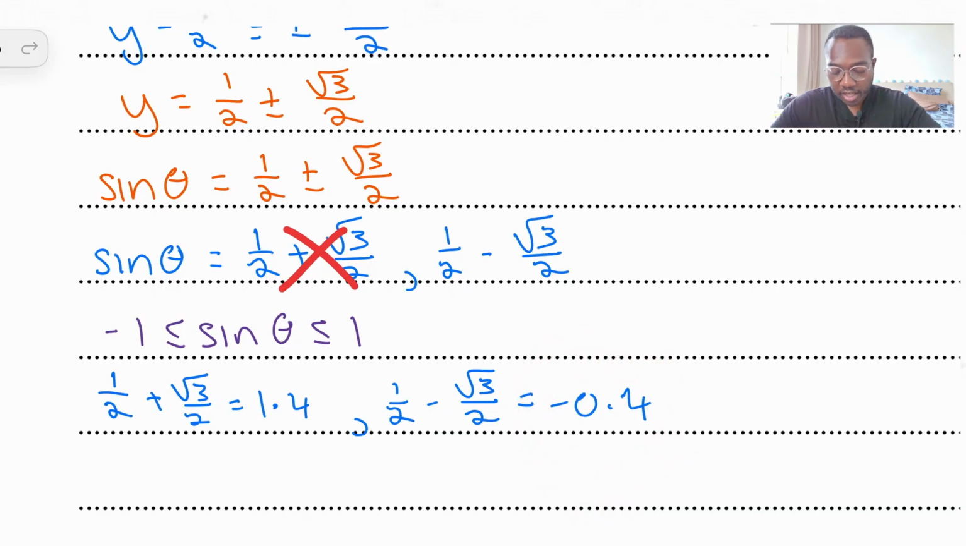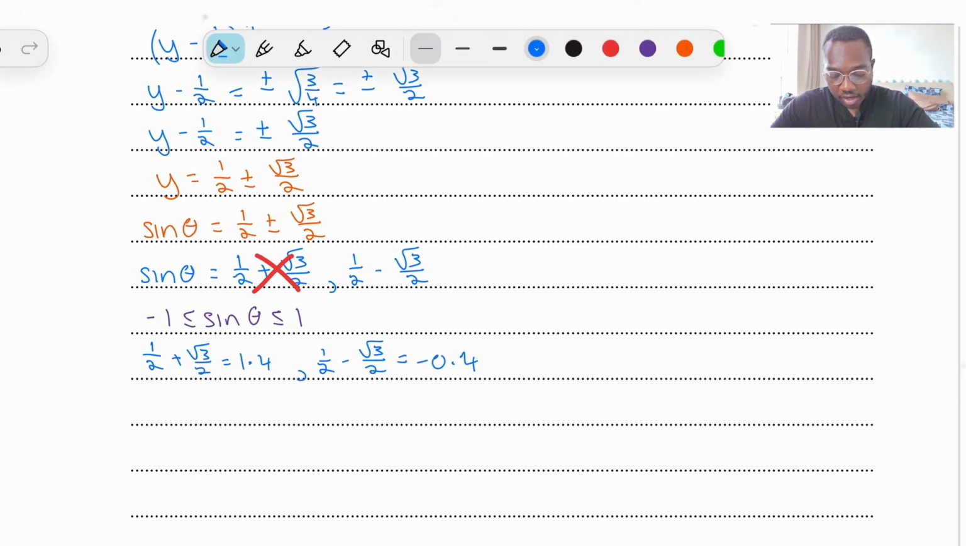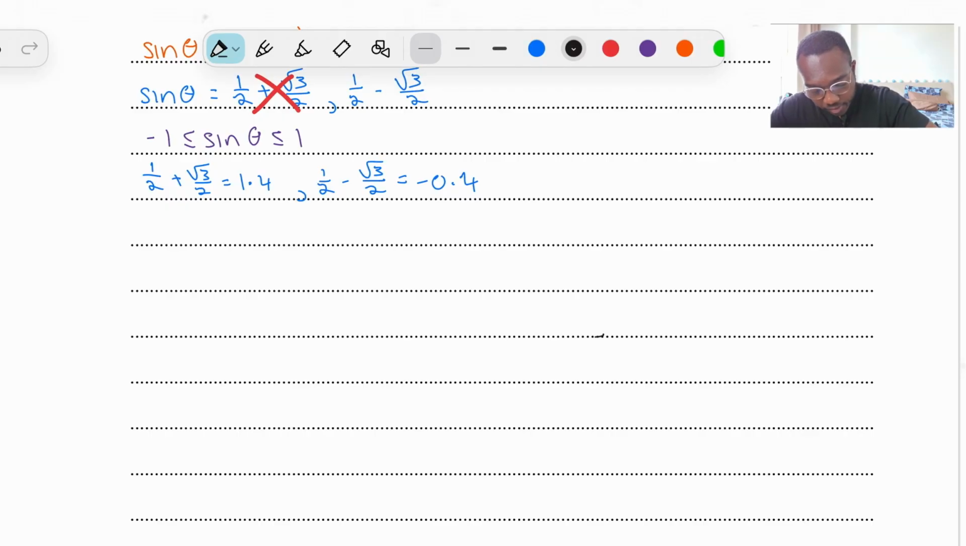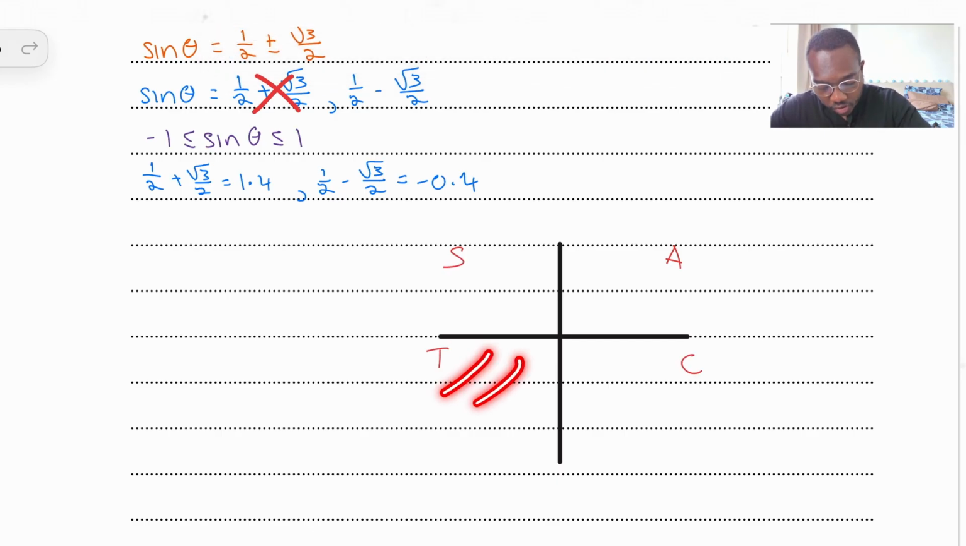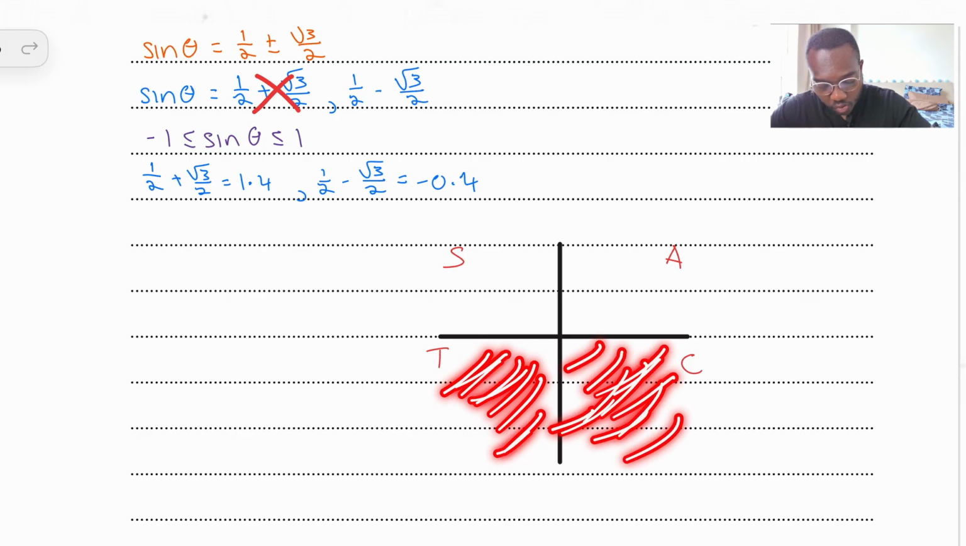Therefore, we know that if I draw my CAST diagram, okay, let's draw a CAST diagram down here. So let's use this thickness here. If I draw my CAST diagram here and I do my quadrants, so my quadrants would be A, S, T, C. Then we know that we're only going to be dealing in these quadrants here because that is when sine is going to be negative. So just be in these two quadrants here.